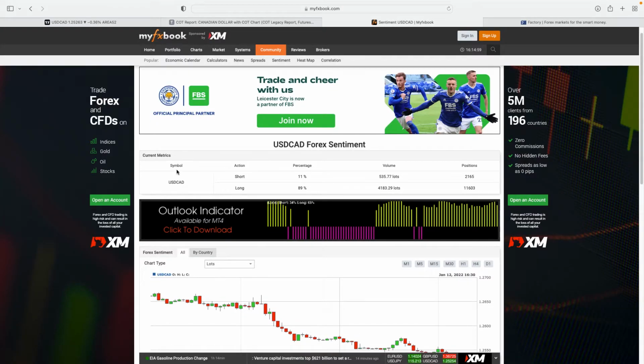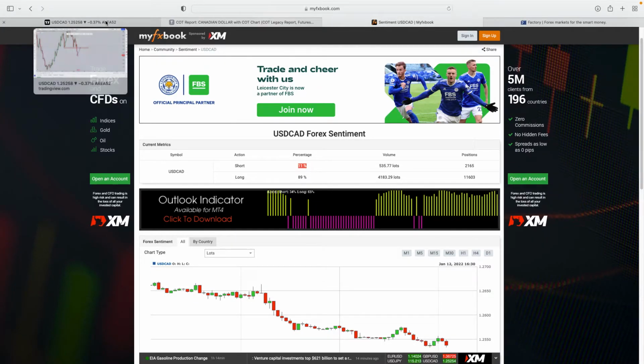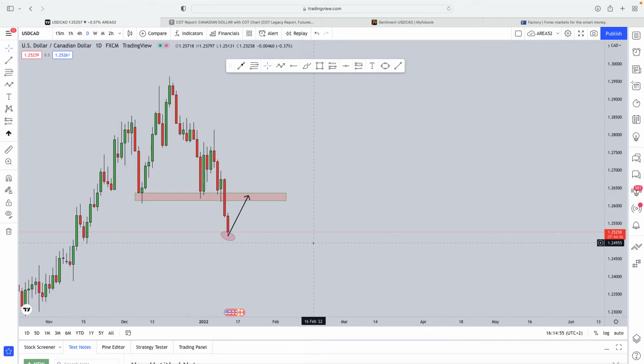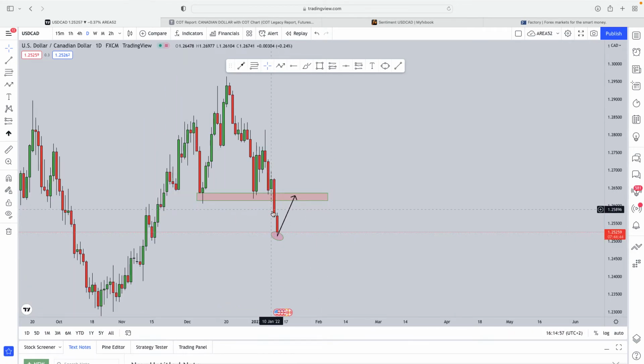Now the sentiment data tells us exactly what retail traders are doing in the market. You can see how 89% of retail traders are long and how 11% of retail traders are short. Now this data was published on Monday, and we can obviously see why there was a massive sell-off as well, because they obviously needed to grab that liquidity first for the buy to the upside.